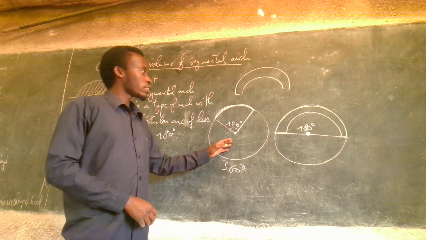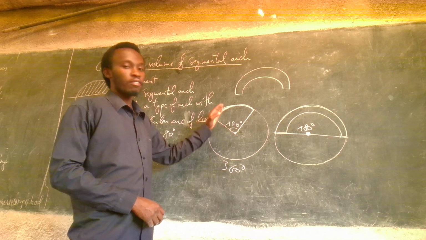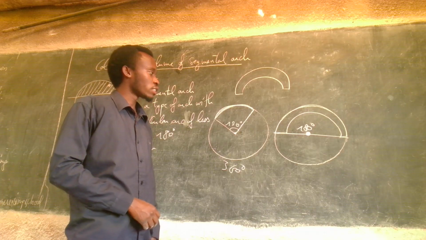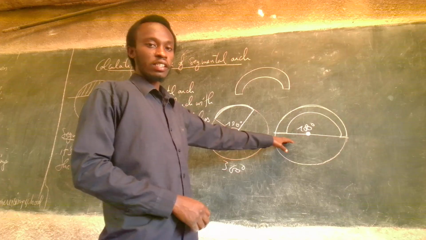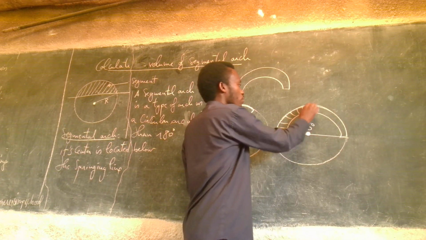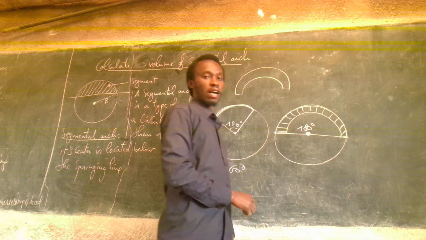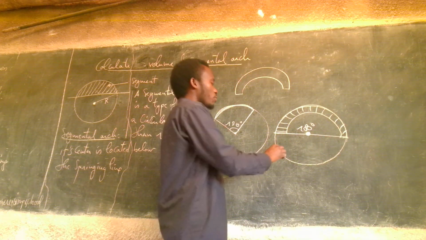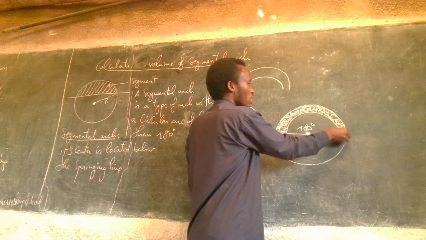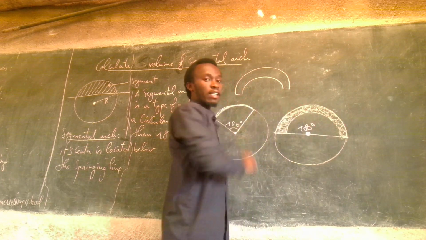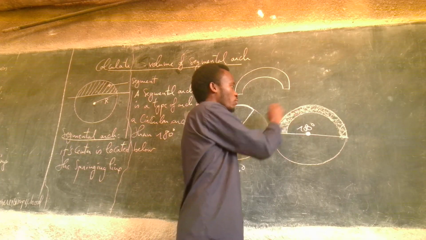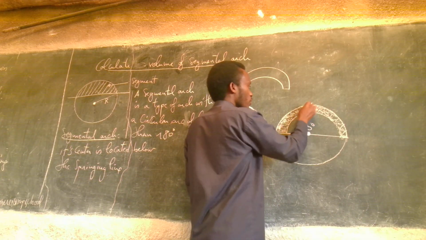After that, let us see how we calculate the volume of segmentary arch and semicircular arch. Let us start from the semicircular arch. This is the semicircular arch. Let us see how we calculate the volume. The volume is calculated by taking the surface area of this arch, this area, times the thickness of the arch and the height of the arch. This is the height.